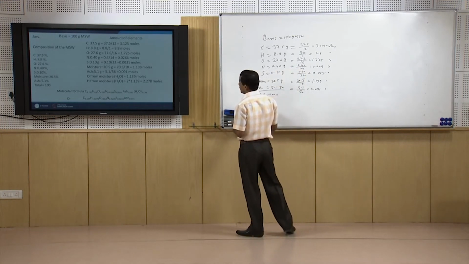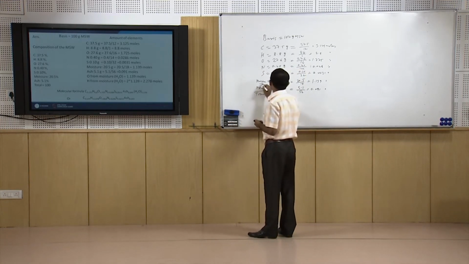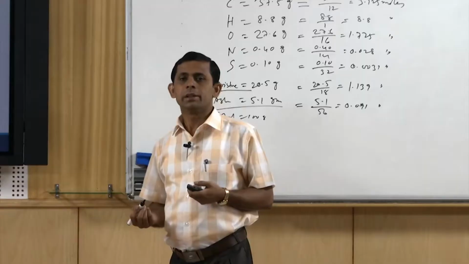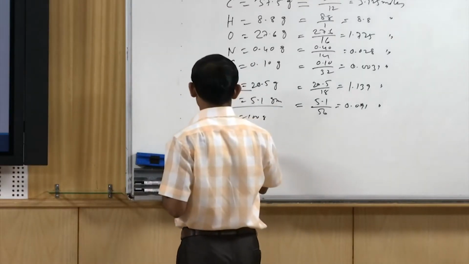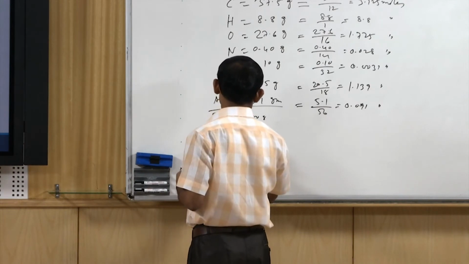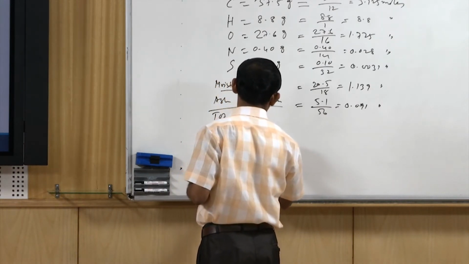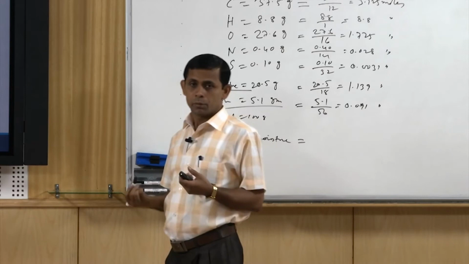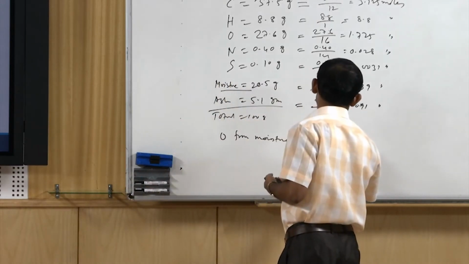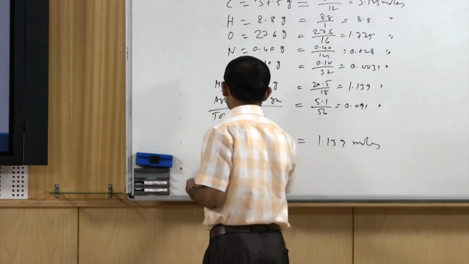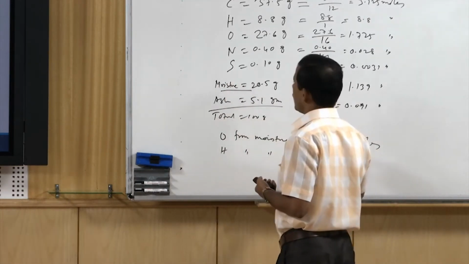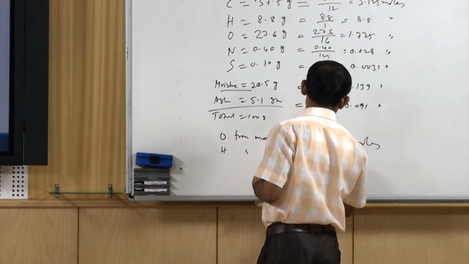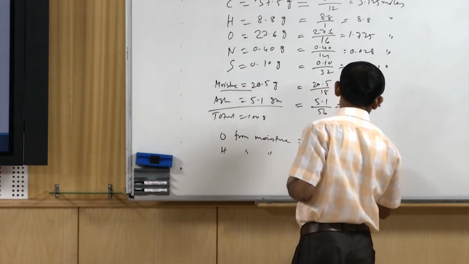Now, another thing: the moisture which is present here, this H2O is composed of oxygen and hydrogen. So, we can calculate the oxygen from moisture, which is equal to, as 1 mole of H2O has 1 O, 1.139 moles, and hydrogen from moisture is 1.139 into 2, that is 2.278 moles.